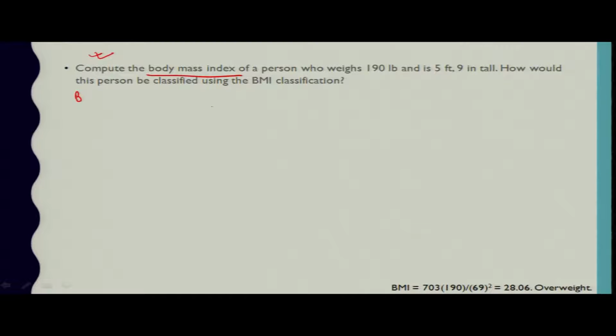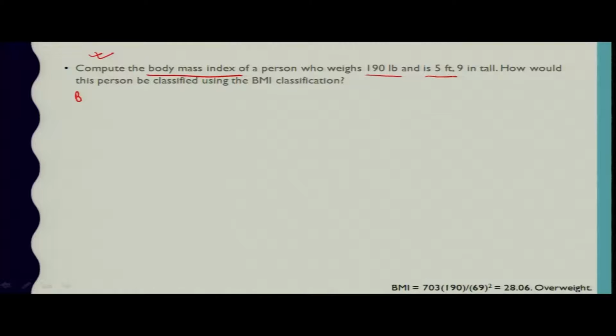In fact, first we will read this particular question, and then we will understand the theory behind that. So what we need to calculate is compute the body mass index of a person who weighs 190 pound and is 5 feet 9 inch tall, and how would this person be classified using BMI classification. So basically this B for body, M for mass, and I for index.